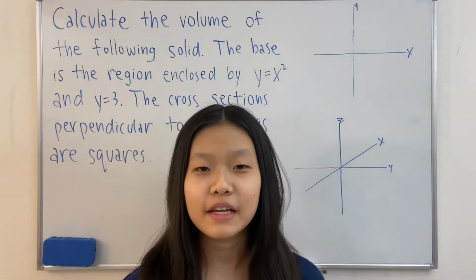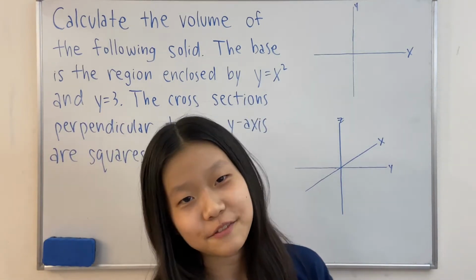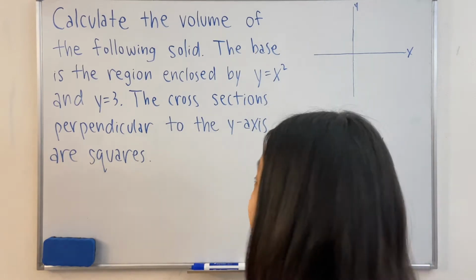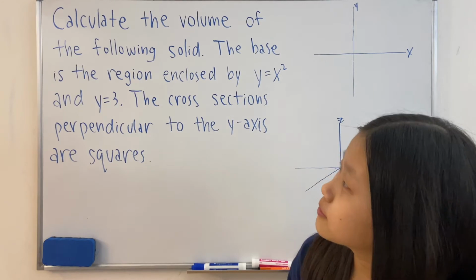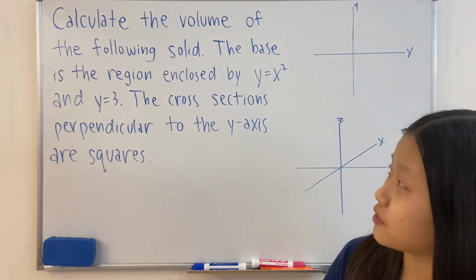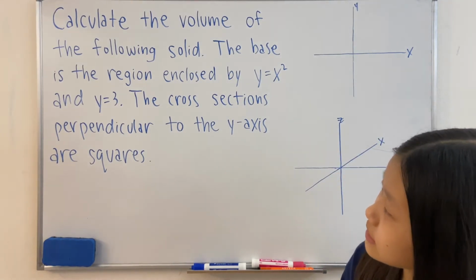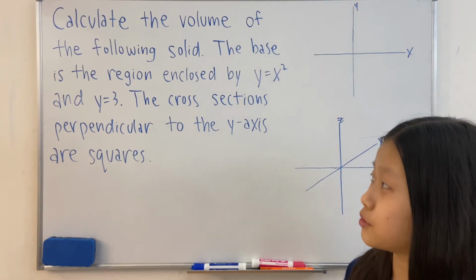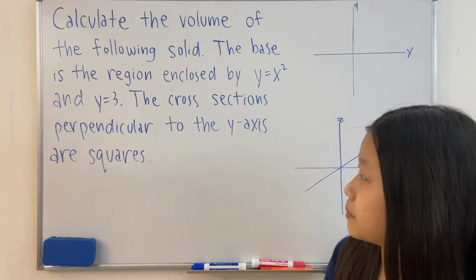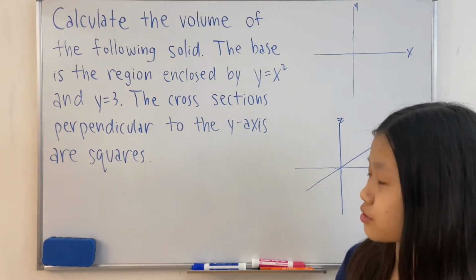Hello everyone, my name is Julia, and in this video I'm going to be solving this problem. The problem says: calculate the volume of the following solid. The base is the region enclosed by y equals x squared and y equals 3. The cross sections perpendicular to the y-axis are squares.